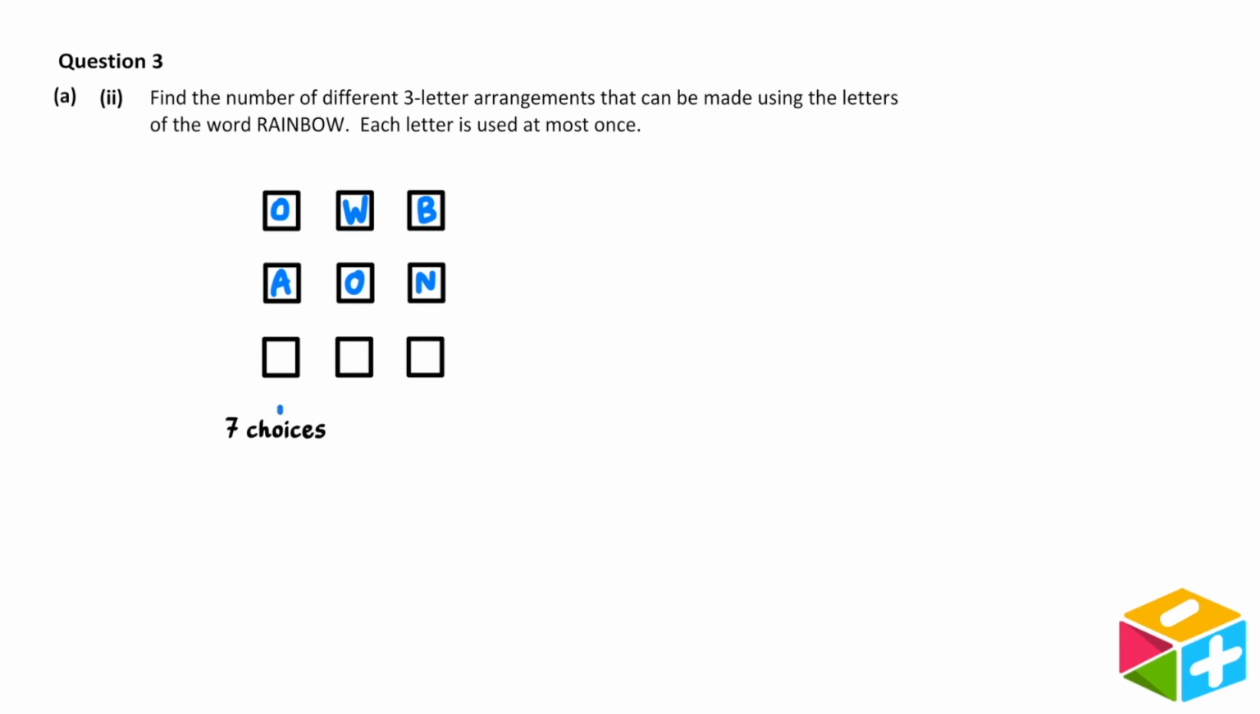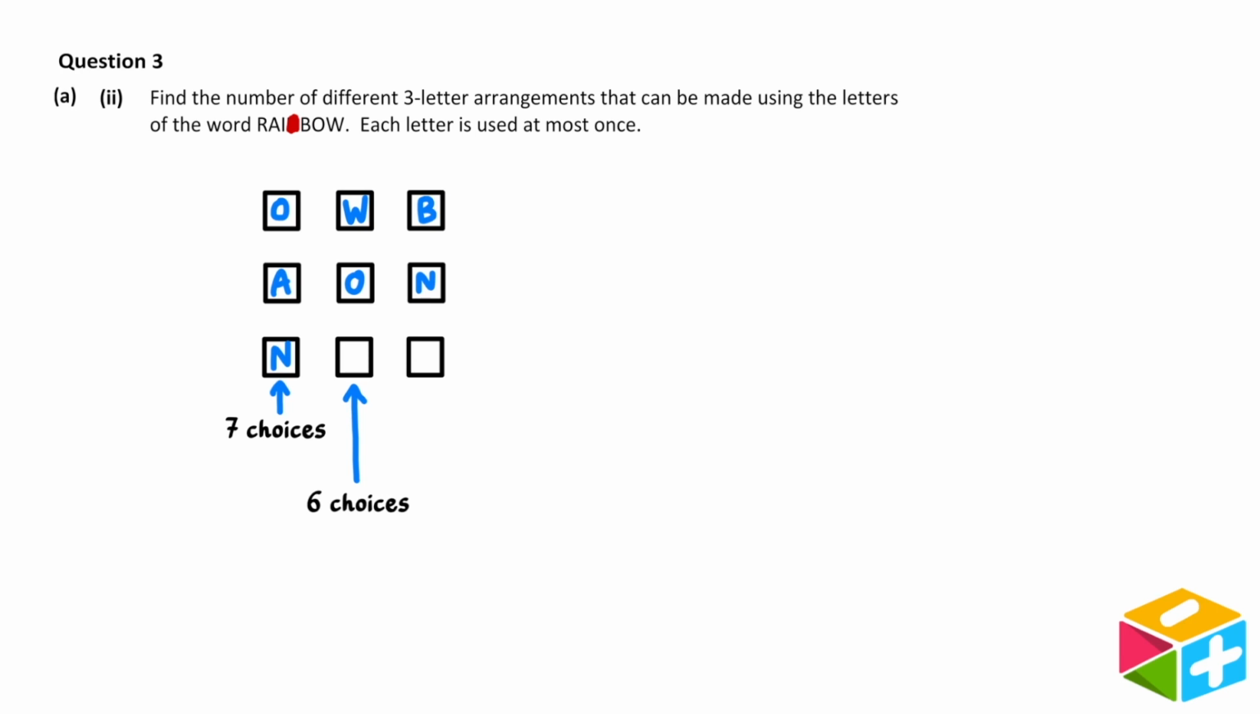In the first box, we have all 7 letters of our word open to us, so we've 7 choices. Let's say I fill it with N. We can't use the same letter twice, so when it gets to the second box, I can't use N again. However, the other 6 letters in rainbow are still available, so I've 6 choices for the second box.